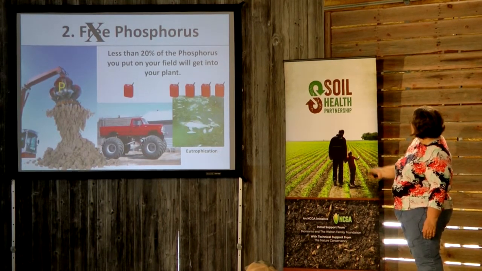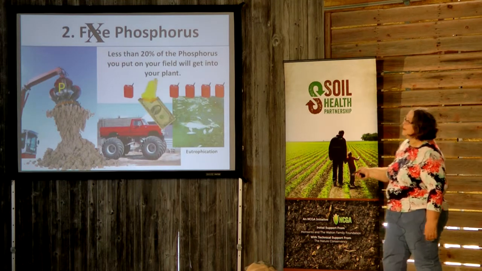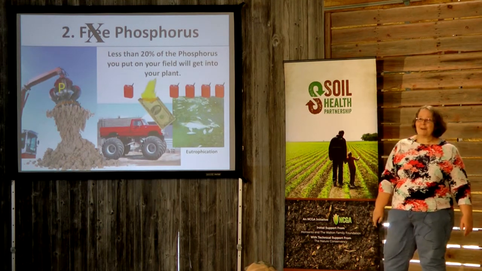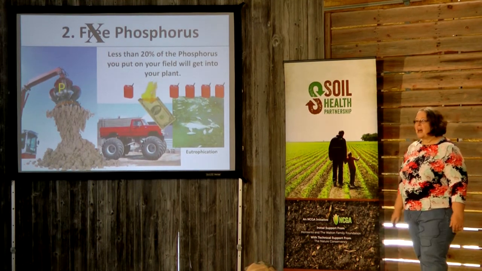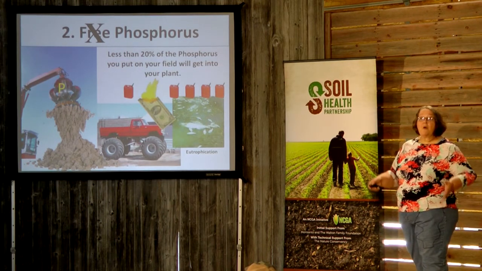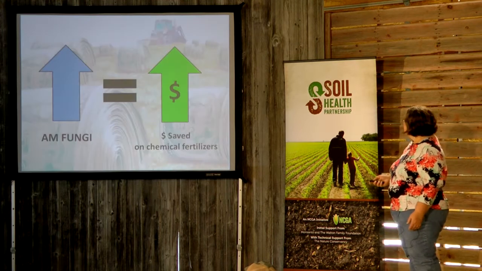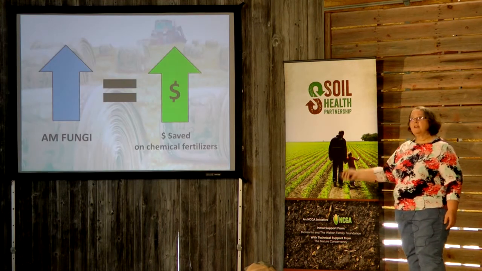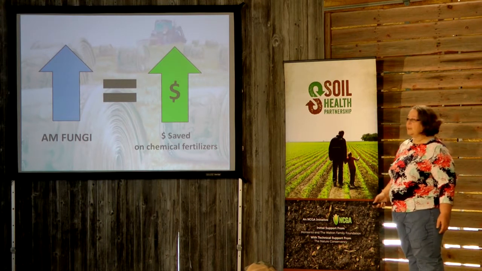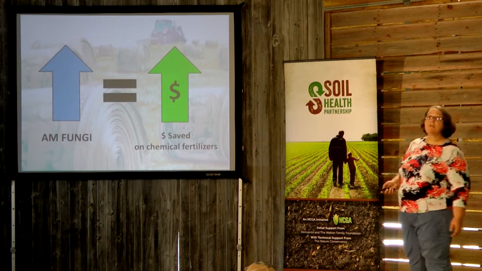Well, that's what we call it when we kill the fish, eutrophication. I'm not going to explain the process. It's kind of lengthy, but I call it throwing away your money. You are just burning that money. It's not what you want to do. You want to put down less, and you want to keep it and have it work for you. You want to keep it in your soil. So if it's running away and blowing away onto your neighbor's soil, it's not benefiting you. You're wasting your money. So AM fungi mean money saved on chemical fertilizers.